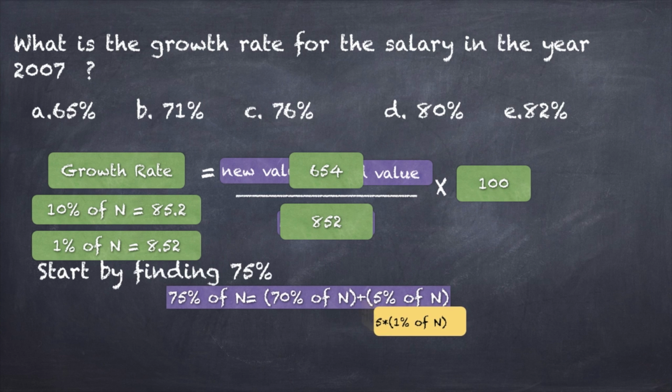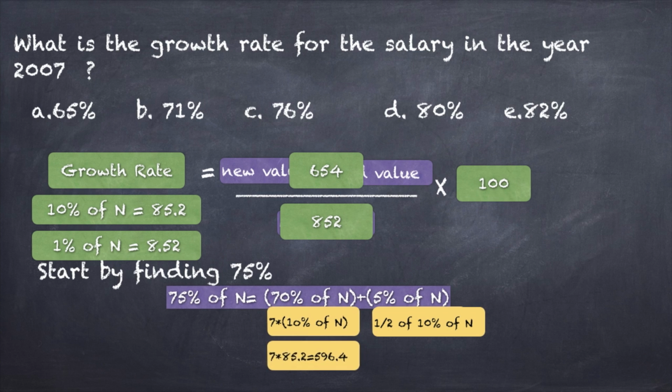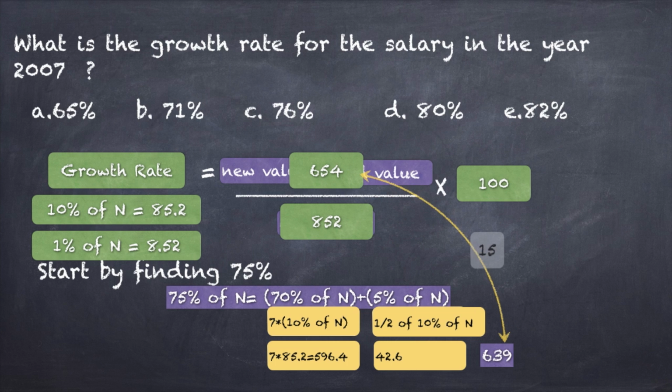Okay. So 75% is 70% plus 5% of n. 5% is half of 10% of n, or 5 times 1% of n. So 7 into 85.2 gives you 596.4, and half of 10% of n, or 5 times 1% of n, gives you 42.6. If you add these two together, you get 639. Okay. Now what you do is, you wanted 654, right? That exact answer in the numerator is 654. You've got 639. That means you want to move ahead. That means you have to go above 75%.